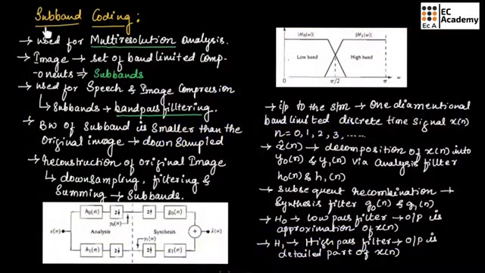In this lecture, let us understand subband coding. Subband coding is another important imaging technique which is used for multi-resolution analysis of an image. In subband coding, the image is decomposed into a set of band-limited components which are known as subbands, and these subbands can be reassembled to reconstruct the original image without any error.